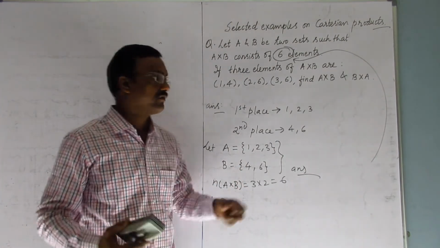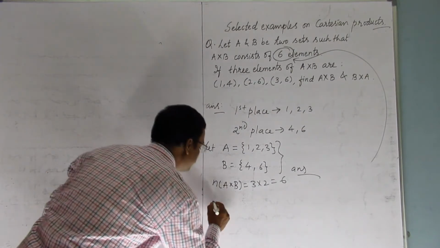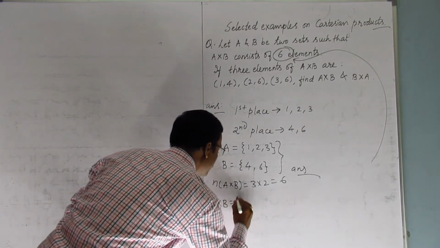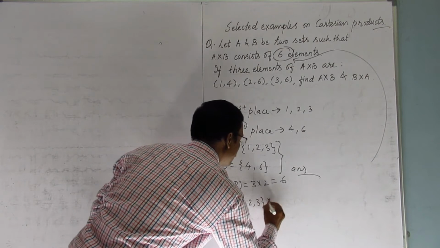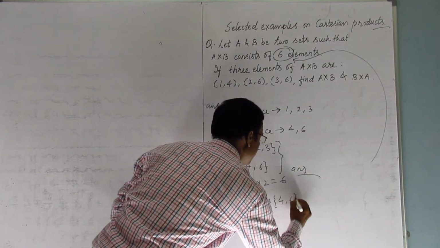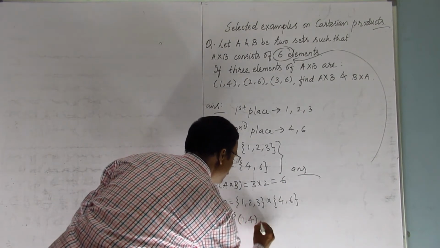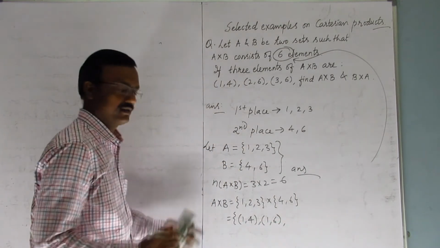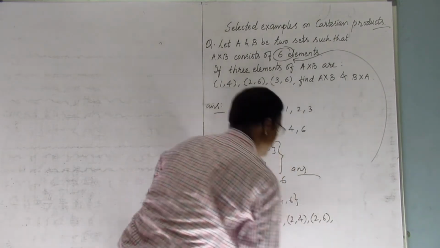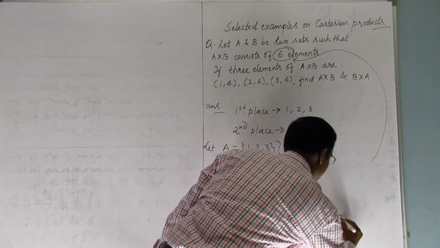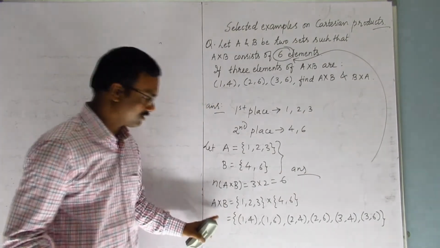Now next to this we have to find A × B and B × A. Let us find A × B first. A × B is {1, 2, 3} × {4, 6}, and that will give the set of ordered pairs (1, 4), (1, 6), then (2, 4), (2, 6), and lastly (3, 4) and (3, 6). So this is A × B.